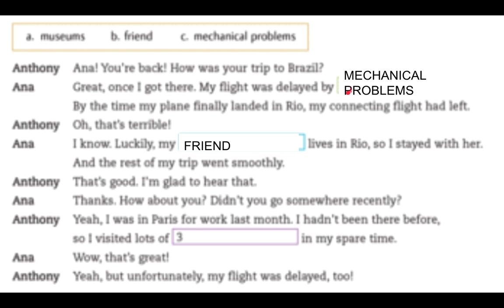So her first plane was delayed. It landed in Rio late. Her connecting flight had already gone, but luckily her friend lives in Rio, so I stayed with her. And the rest of my trip went smoothly. It went well. That's good. I'm glad to hear that. So I'm happy that it went smoothly.